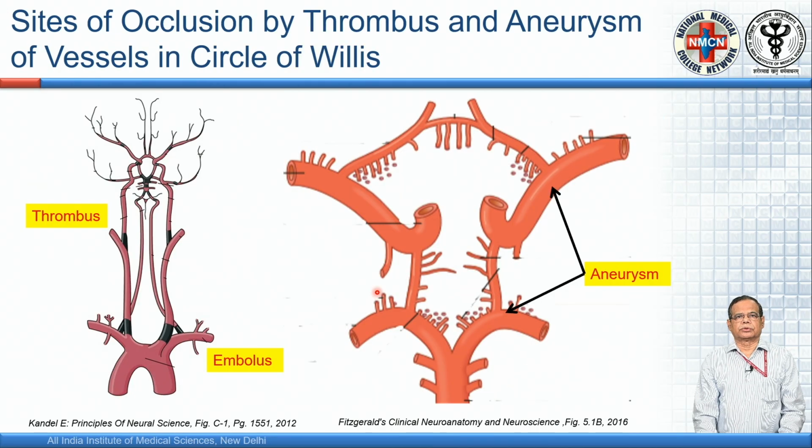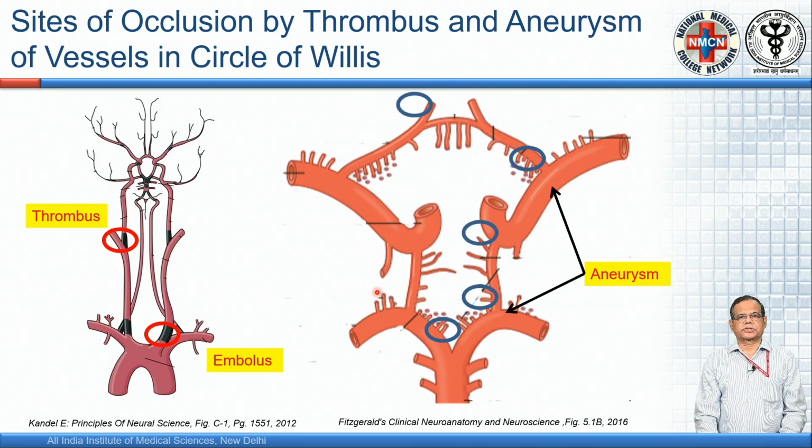Sites of occlusion by thrombus and aneurysm of vessels in the circle of Willis. The bifurcation points of the arteries become narrow due to atherosclerosis with aging, and they are a common site for thrombus formation, and emboli obstruct these areas and can give rise to arterial occlusion.